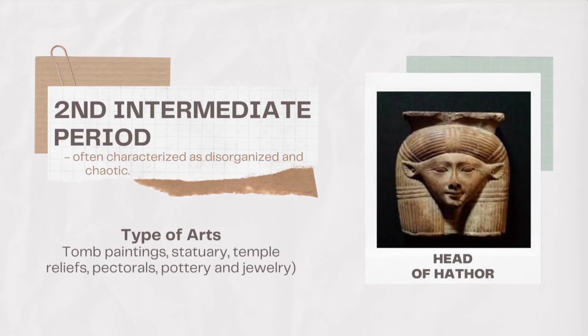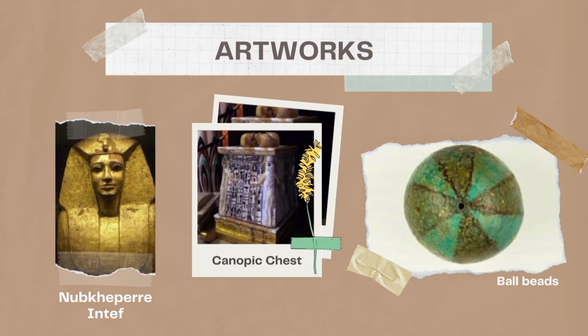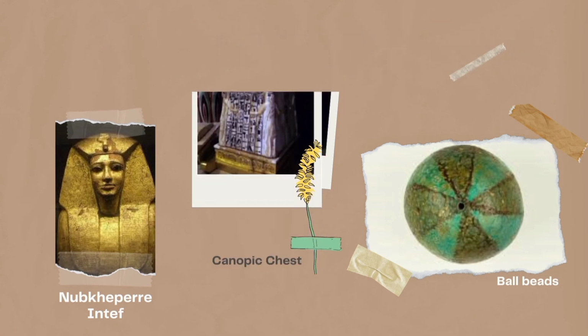Second Intermediate Period. The Second Intermediate Period marks a period when ancient Egypt fell into disarray for a second time between the end of the Middle Kingdom and the start of the New Kingdom. This period is often characterized as disorganized and chaotic, because the art of the Second Intermediate Period of Egypt continued the traditions of the Middle Kingdom but often less effectively. Their types of artwork were usually tomb paintings, statuary, temple reliefs, pictorials, pottery, and jewelry.